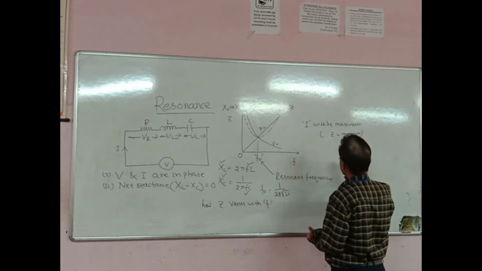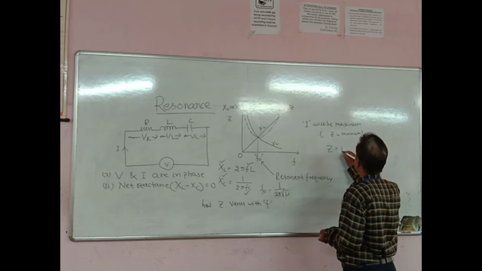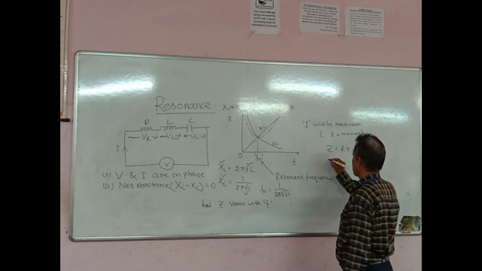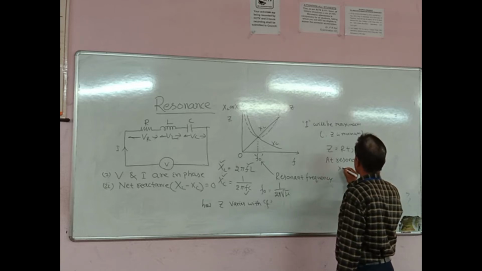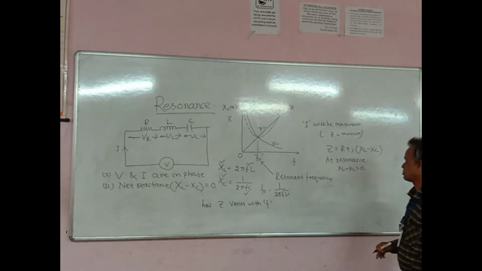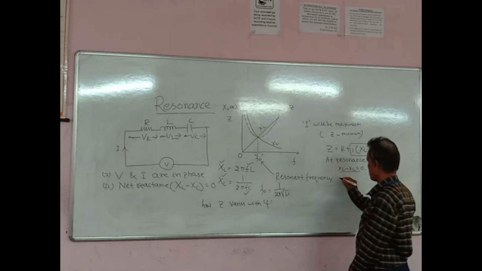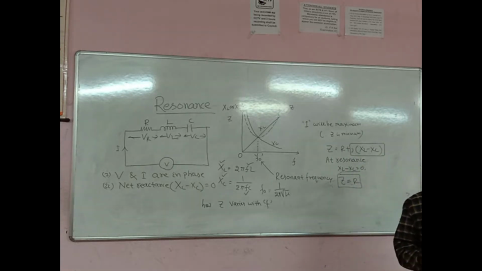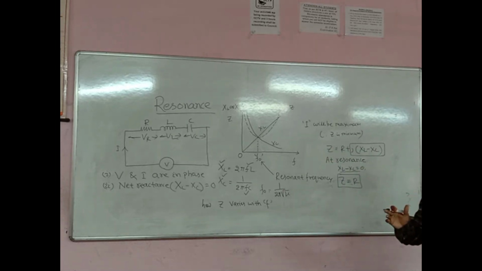Similarly, at the resonant condition, what we have already derived is that Z is equal to R plus j(XL minus XC). But at resonance XL minus XC is equal to 0. So the net reactance becomes 0. That means the second term will be 0. So we are getting Z is equal to R. That means the impedance becomes the resistance. That means it acts as a purely resistive circuit. So at resonance, the RLC circuit acts as a purely resistive circuit.